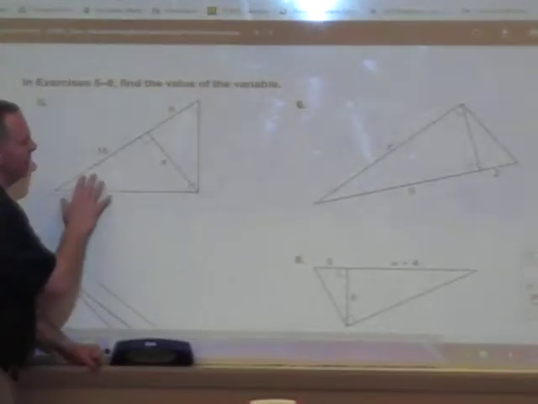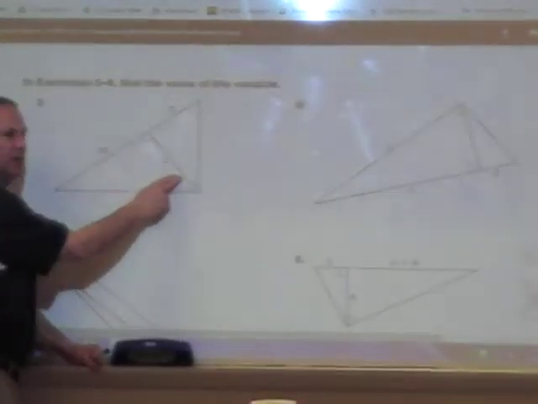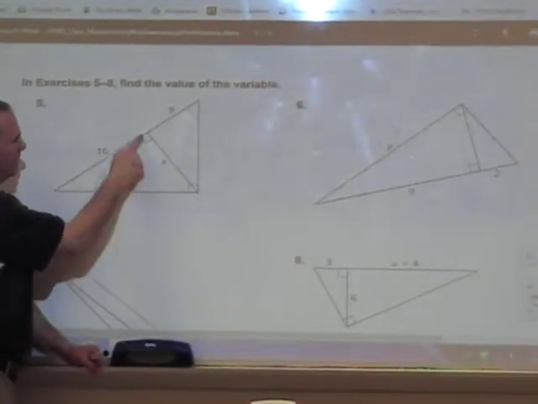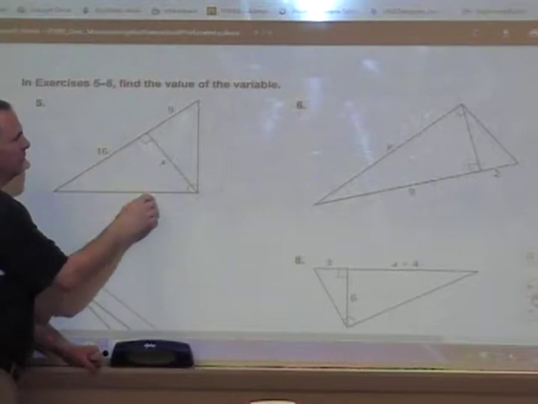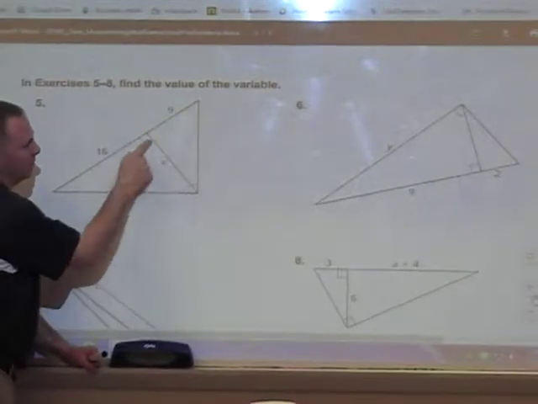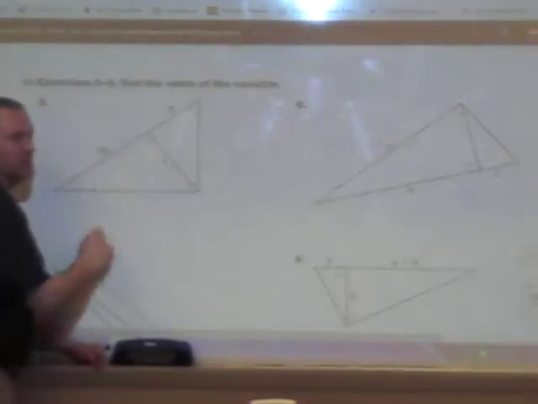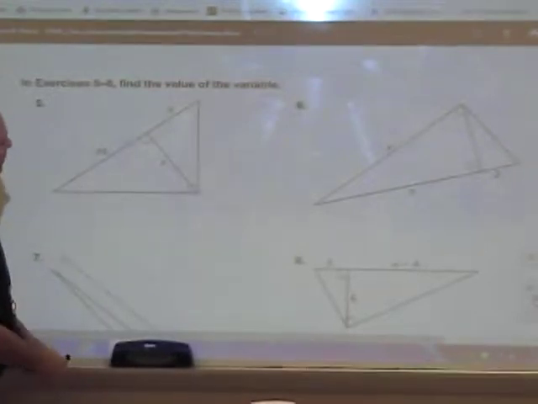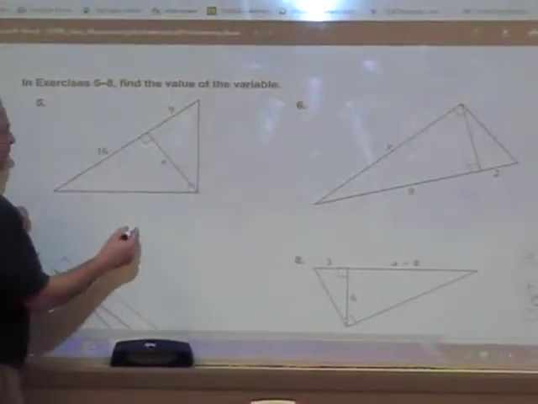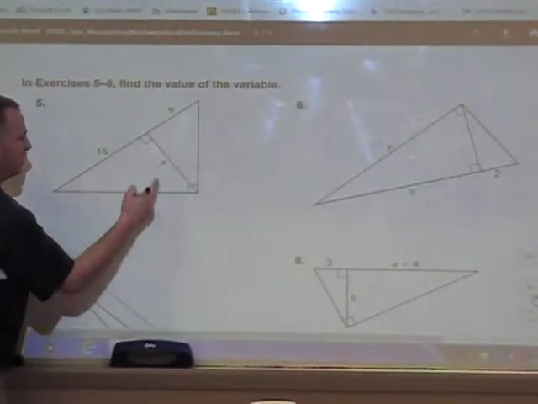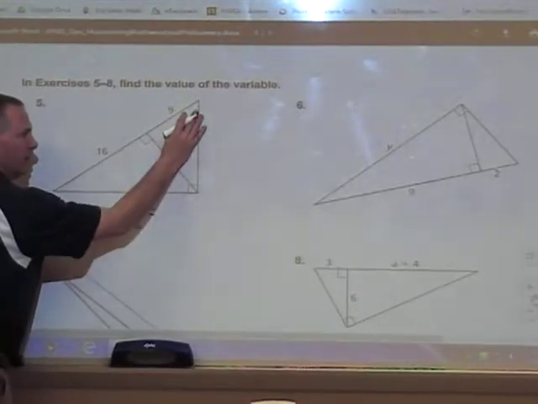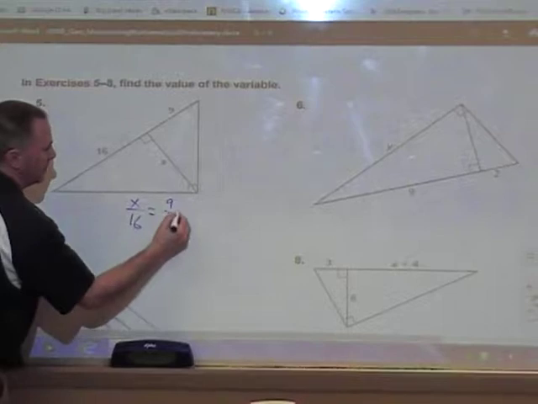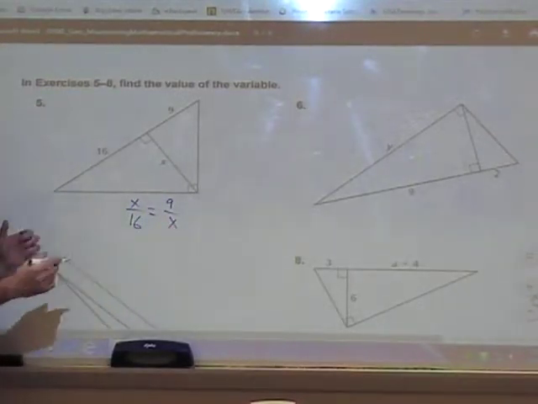We have the altitude. So this is the shorter leg of this triangle is to the shorter leg to the longer leg of this triangle. It's kind of hard to see sometimes which one's shorter, but if you look closely, you can figure it out. So if I say x is to 16, the short leg is to the long leg of this triangle. I look at this triangle, the short leg 9 is to the long leg here. And then you cross multiply.